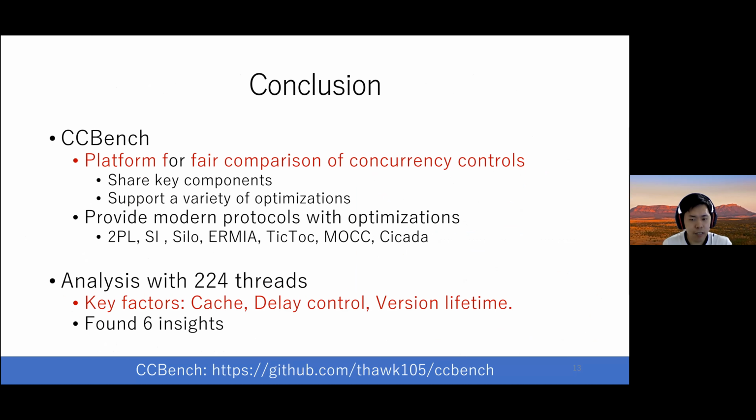Conclusion: CCBench is a platform for fair comparison of concurrency control protocols. We found 3 key factors from experiment with 224 threads. CCBench source code and the experimental data are available online.